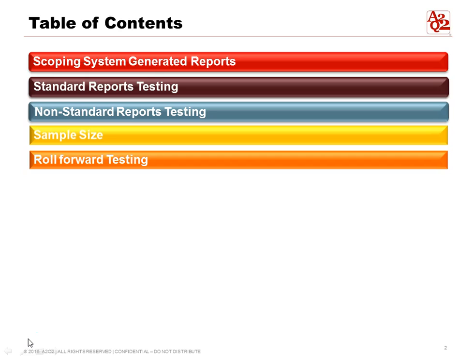But even before we go through that, how do we know which system-generated reports are in scope for SOX, and what are considered standard reports? What are non-standard reports? How do we test them? What sample size do we need to use to test them? And what roll-forward testing should we use? So these are the areas that I'm going to cover today.